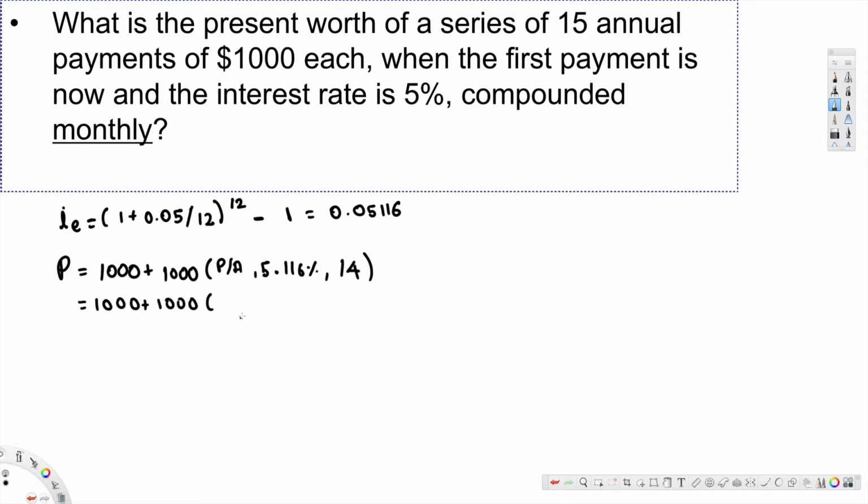If you look at this value in the table, you will see 9.82563. And if you calculate this, you're going to get $10,826, and that is the P value. And that's how we do that.